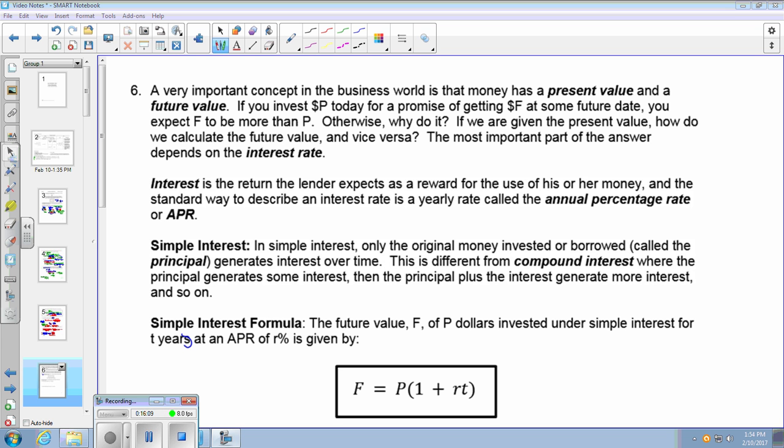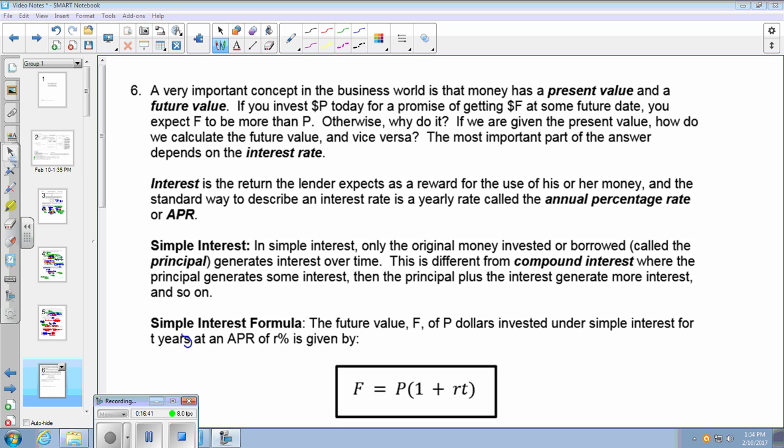So interest is the return the lender expects as a reward for the use of his or her money, and the standard way to describe an interest rate is a yearly rate called the annual percentage rate, or APR for short. In simple interest, only the original money invested or borrowed, which is called your principal, generates interest over time. This is different from compound interest, where the principal generates some interest, then the principal plus the interest generate more interest, and so on. And we'll look at compound interest in the next class.